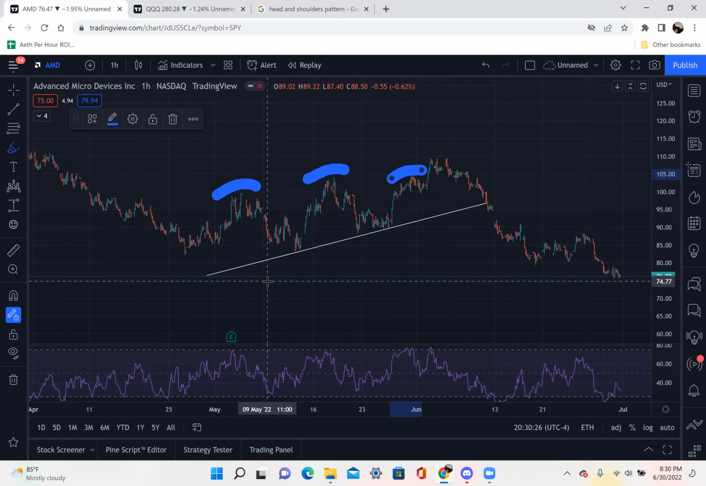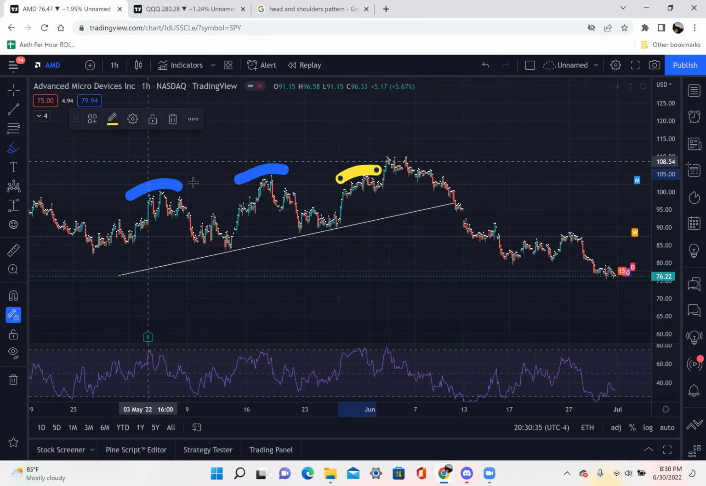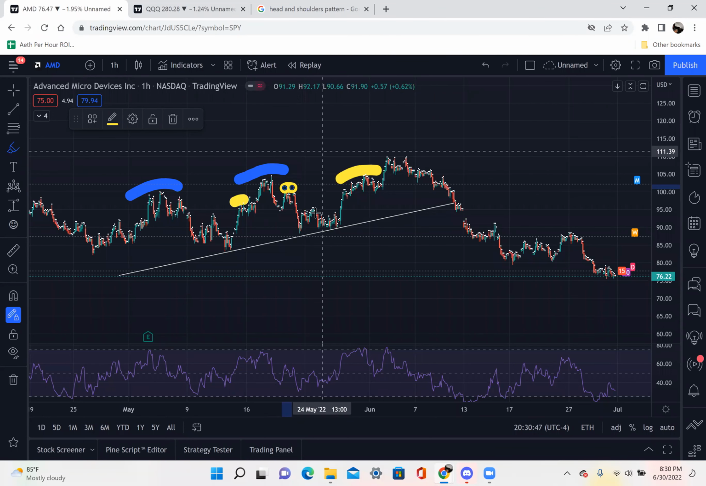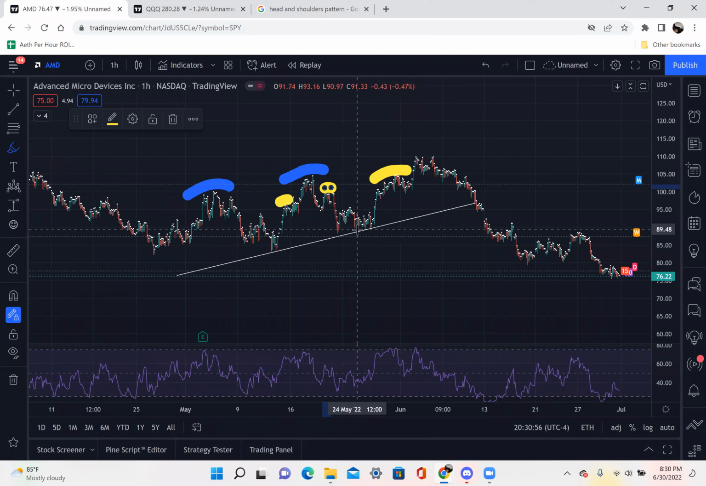It's not gonna look as perfect, right? And then I can just erase all of this. And look, I'll just do it with a different color so you can see it. Shoulder. This one's the head. Neckline breaks down. When you see a head and shoulders on a bigger time frame, always keep in mind that, or whatever pattern you may see on a bigger time frame on a daily, you're gonna see multiple of those.